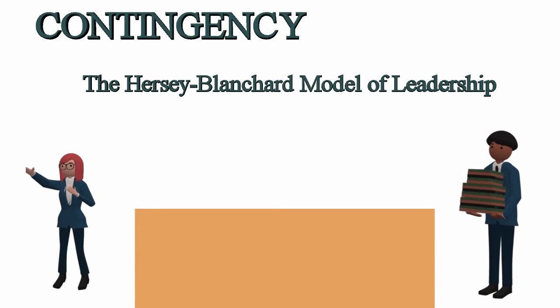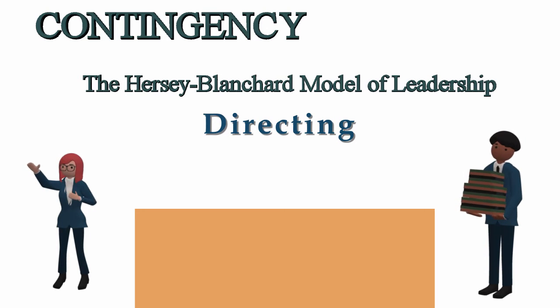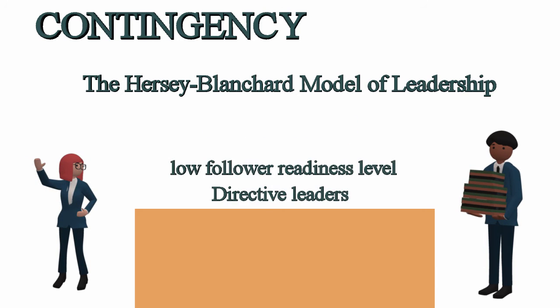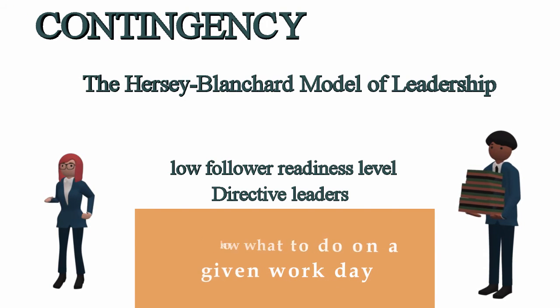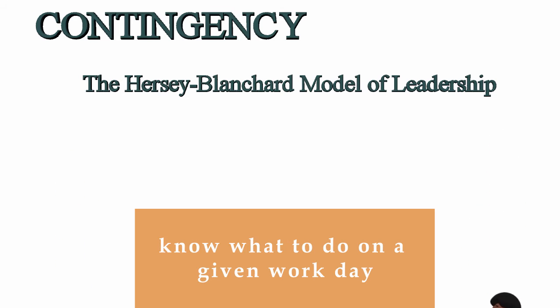In the directing leadership style, the manager provides clear and specific instructions to subordinates. This approach is best suited for subordinates who have a low follower readiness level. Directive leaders provide specific directions to their employees. They lead employees by clarifying role expectations, setting schedules, and making sure that employees know what to do on a given work day.